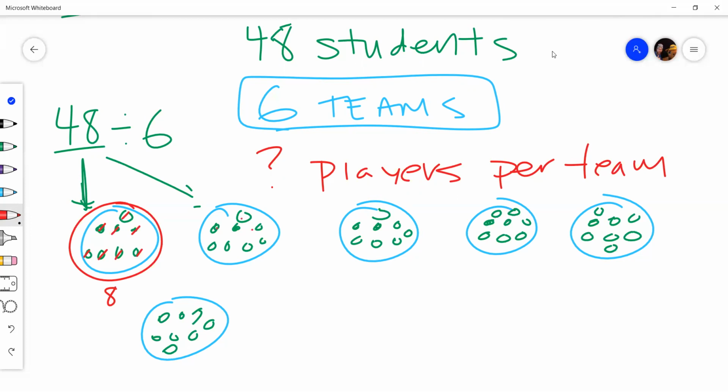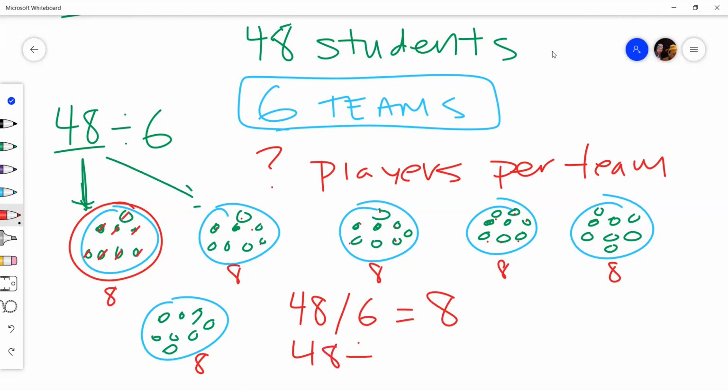So let's see, 1, 2, 3, 4, 5, 6, 7, 8. Yep, there's 8 there. Yep, 8. Yep, 8, 8. And because I did put them equally out there, that gives me my answer. So 48 divided by 6 gets me 8.